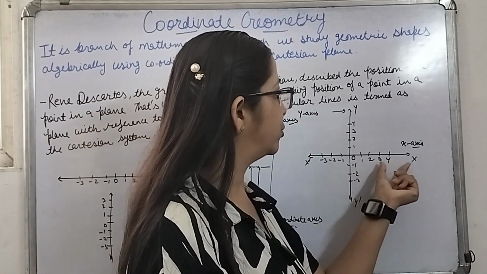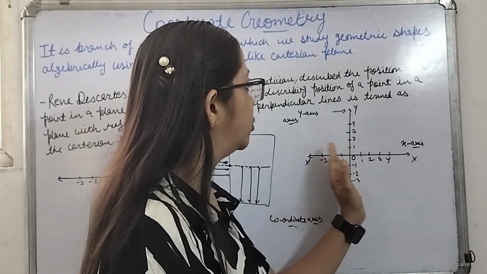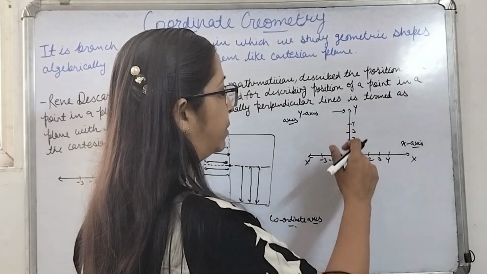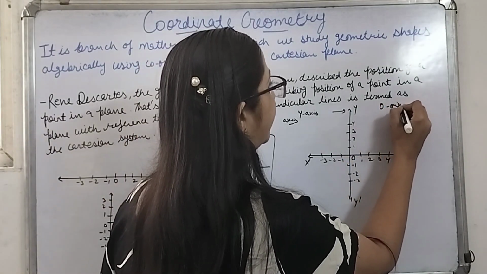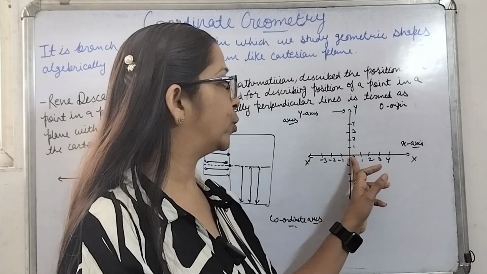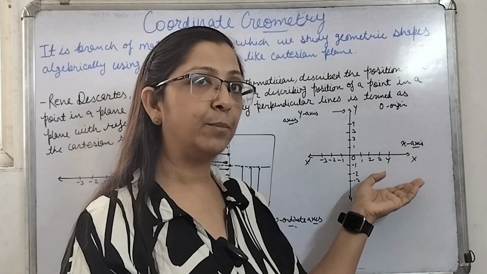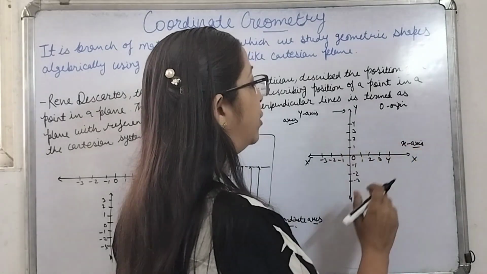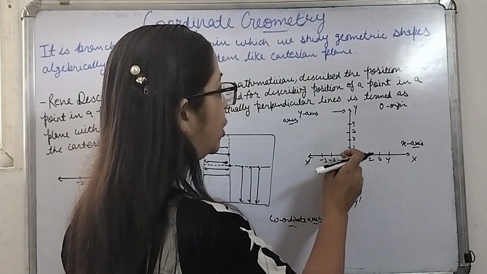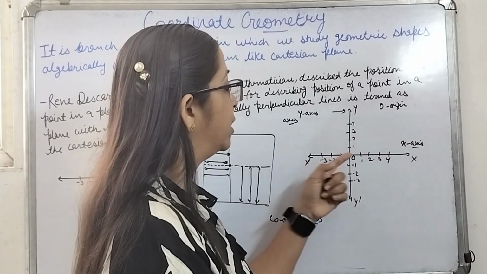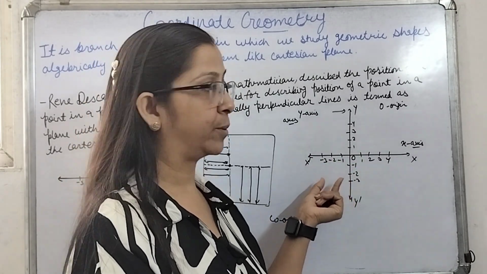Now here, if we look towards OX, this point where the two number lines are intersecting is known as your origin and it is denoted by capital O. Along OX, the positive numbers are coming, so it is the direction of your positive x-axis. Along OX dash, the negative numbers are coming, so OX dash is your negative x direction.